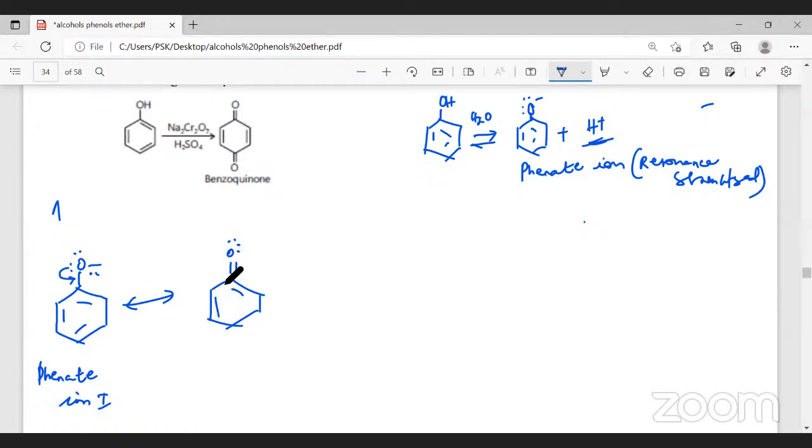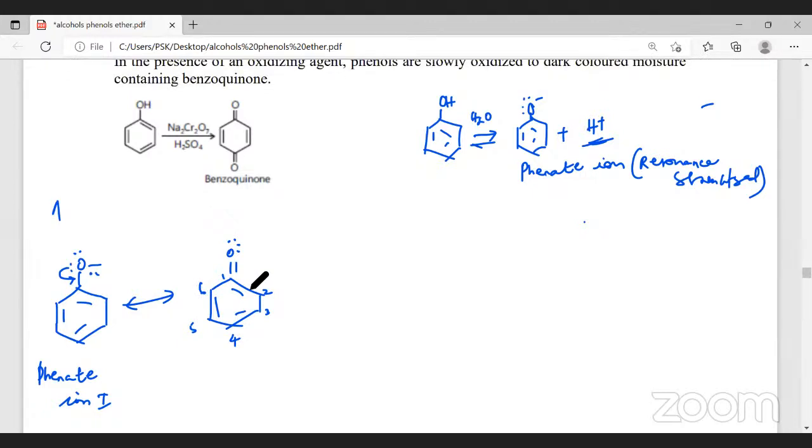Now tell me, this is carbon 1, this is carbon 2, carbon 3, carbon 4, 5, and 6. Now carbon 1 has how many bonds? Carbon 1 has 2 bonds with oxygen, 1 bond with carbon 2, and 1 bond with carbon 6. Totally 5 bonds, sir. Can carbon have 5 bonds? No, sir. Carbon valency is tetravalent.